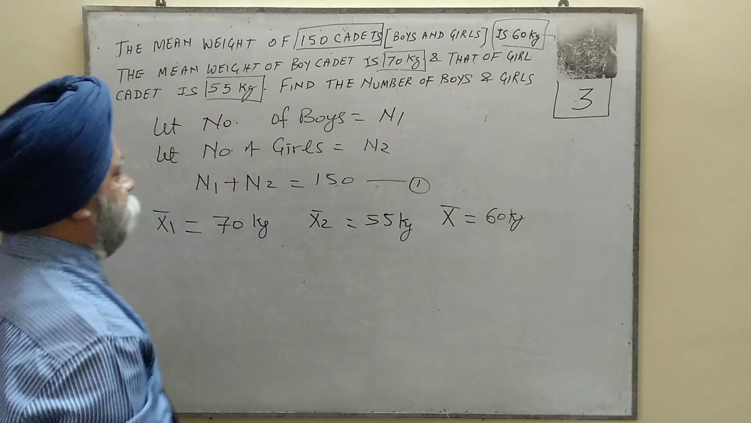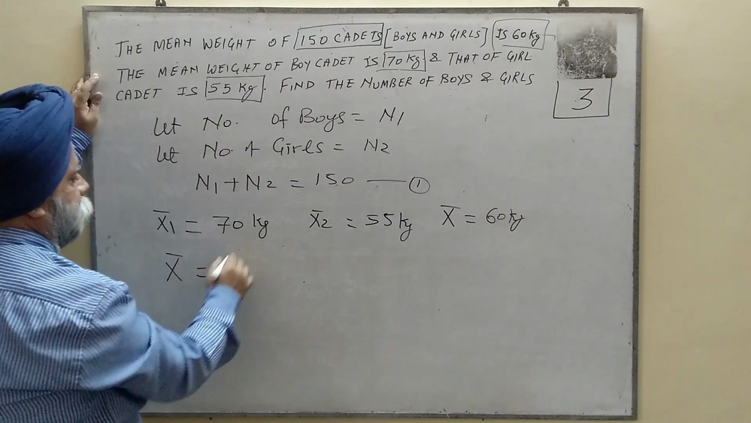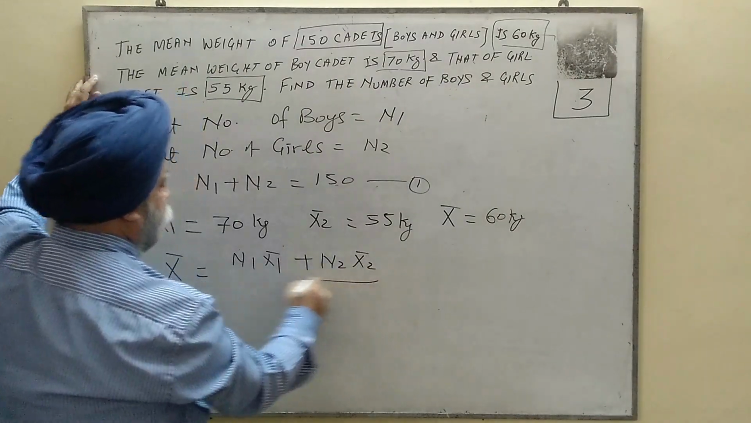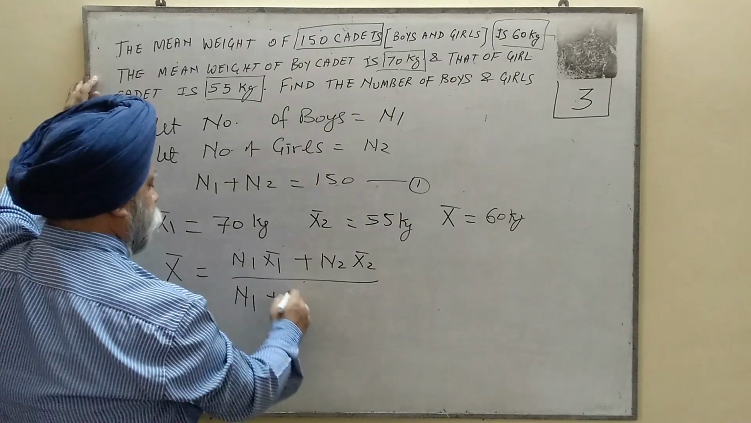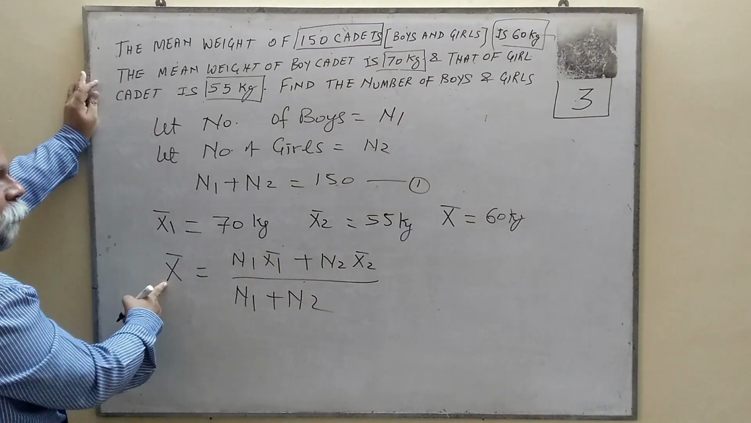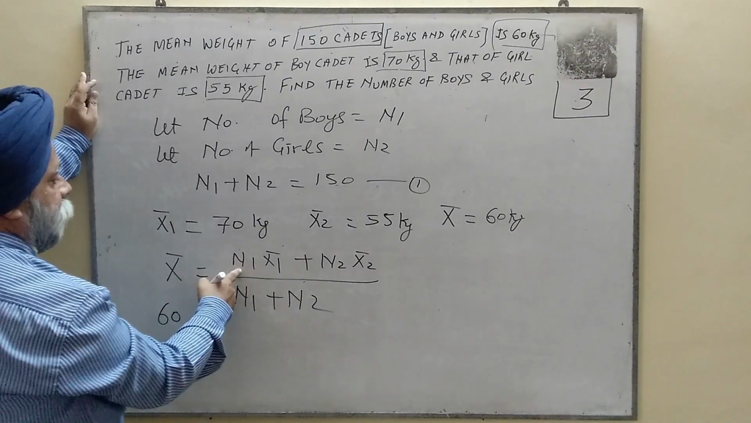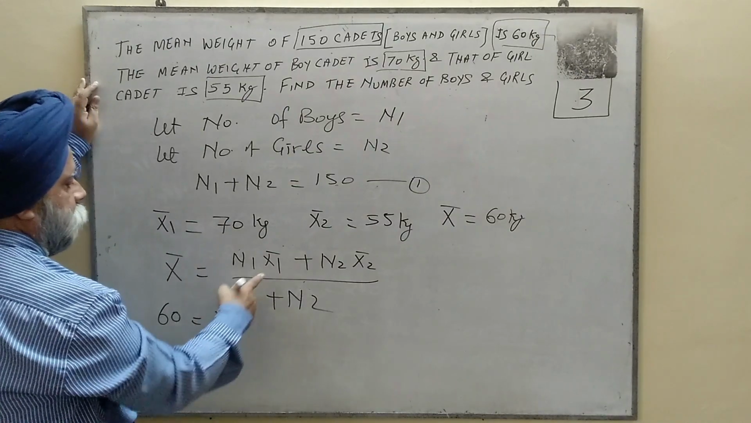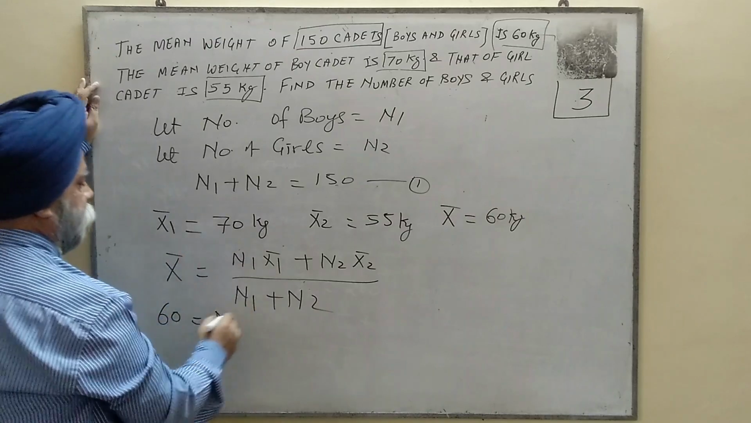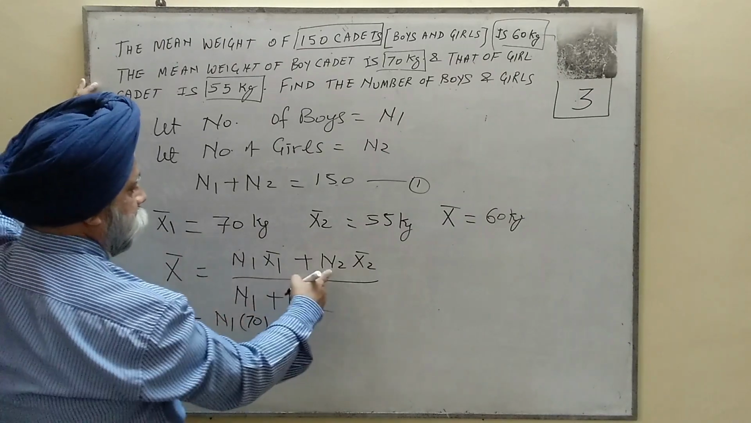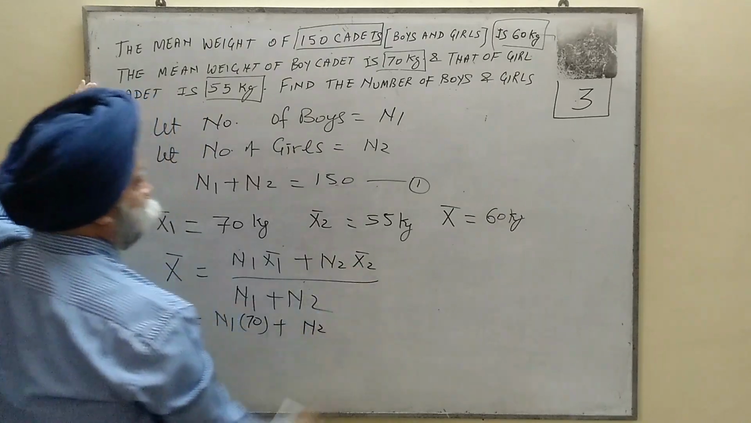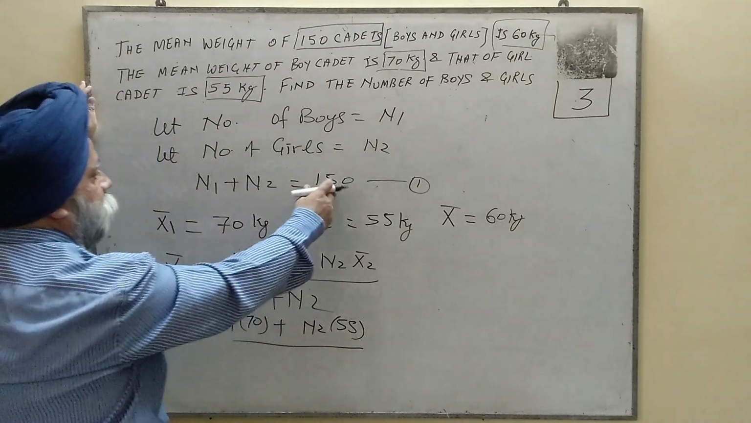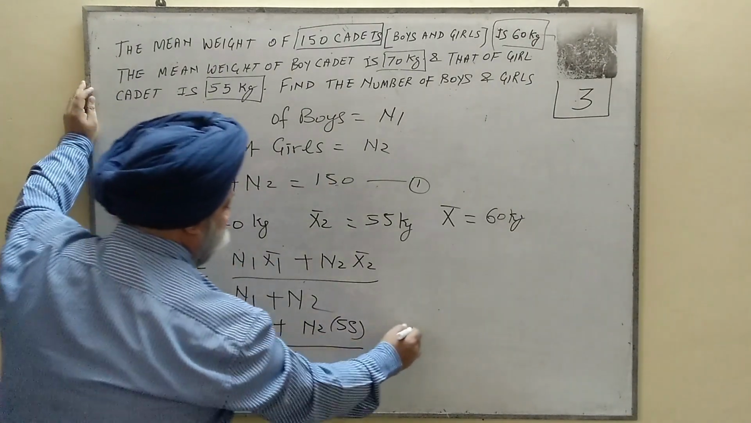Now using the combined mean formula, X bar is N1 X1 bar plus N2 X2 bar divided by N1 plus N2. Substituting the corresponding values now: 60, N1 is not being given to us, X1 bar that is 70, plus N2 is not known to us, X2 bar is known to us, 55, over N1 plus N2 total is 150, from equation 1.